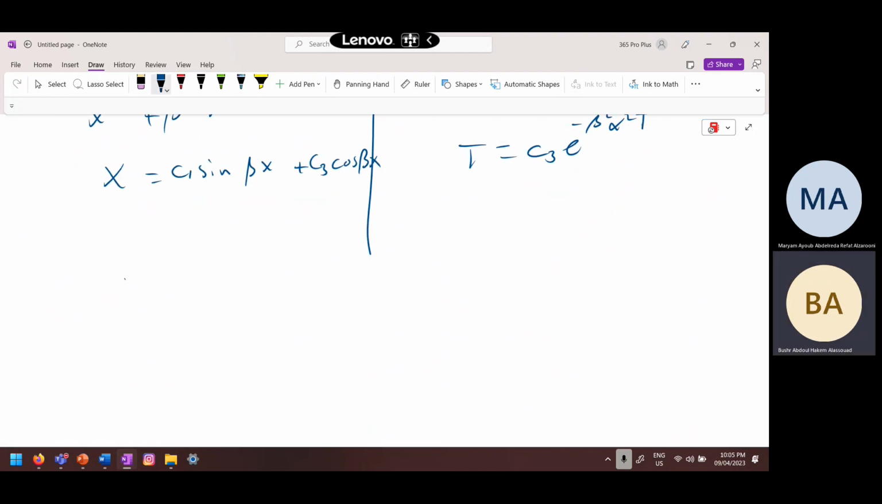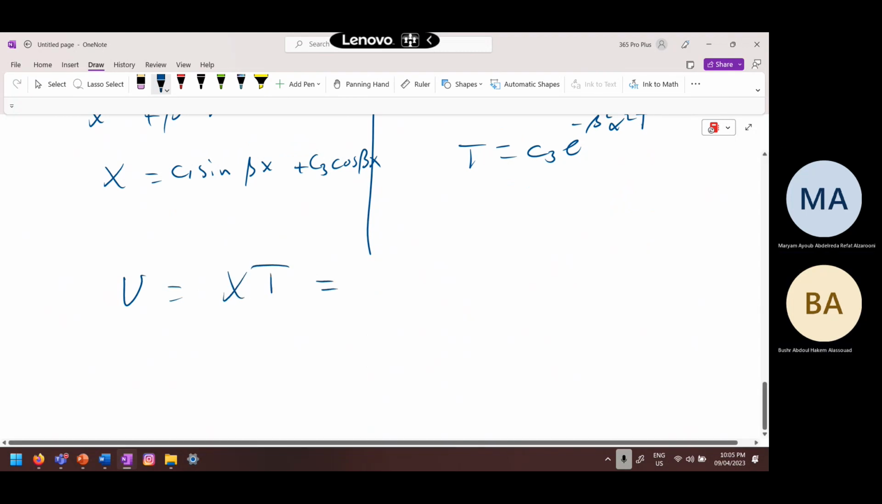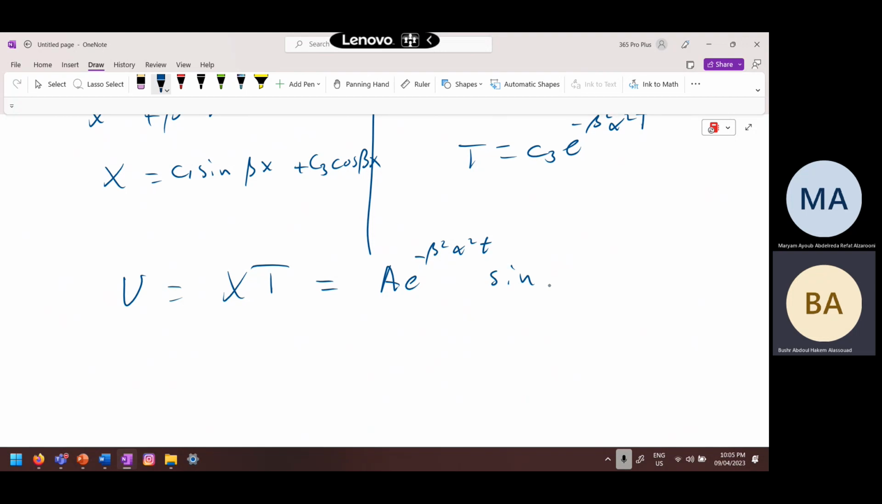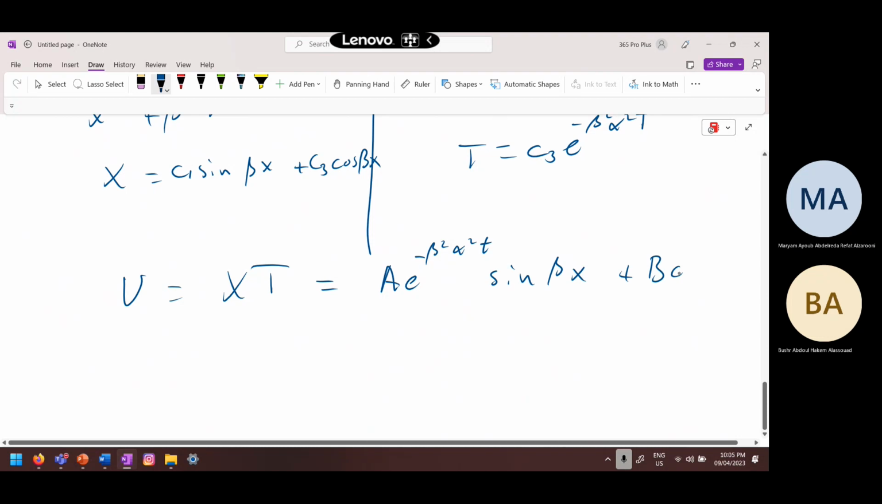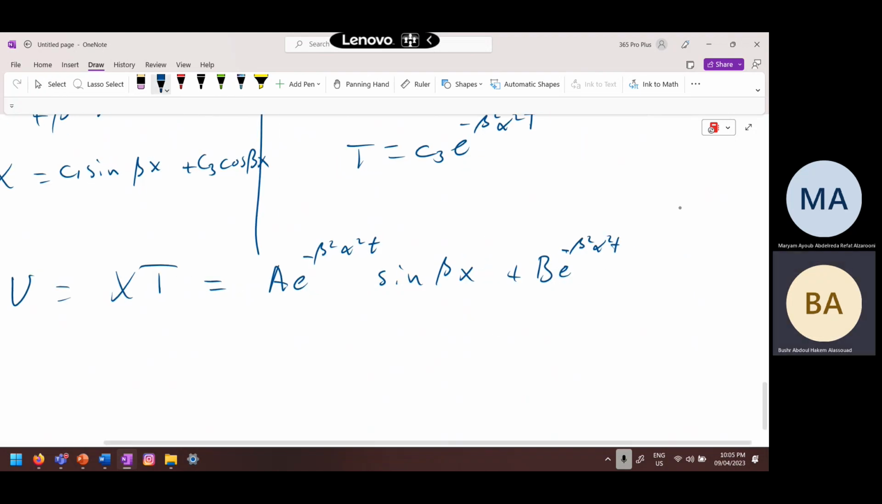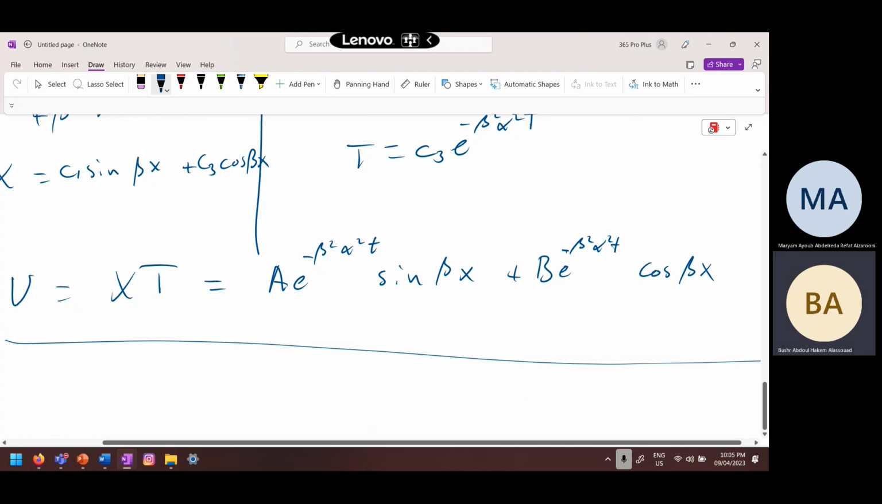Okay. As for u, substitute in the assumption. Just a simple multiplication, and you'll get a e to the power negative beta square alpha square t sine beta x plus b e negative beta square alpha square t cosine beta x. Okay, this is our second solution.